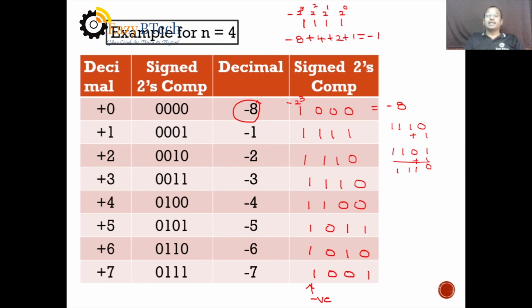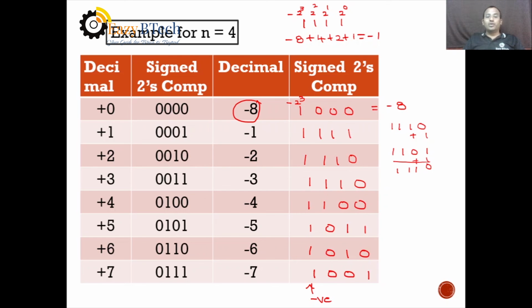So to find the corresponding decimal equivalent, for the MSB you assign the negative weight, for the remaining bits you assign positive weights as normal, then multiply the respective bit with the respective weight and add all those, and you will get the corresponding decimal equivalent.